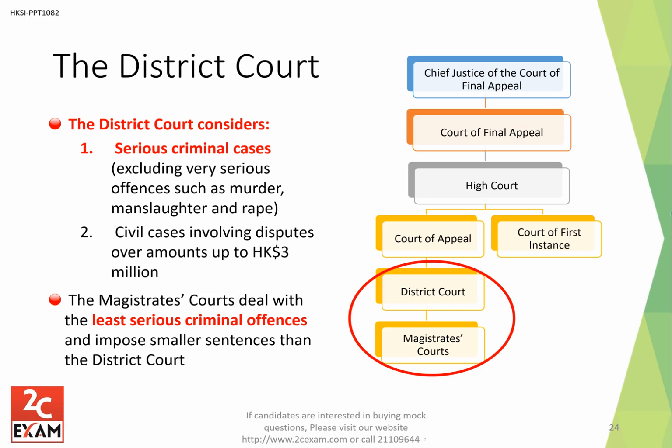The lowest level of court is the Magistrates' Court, which specializes in hearing least serious criminal offenses, and the sentences it imposes are relatively light, mostly fines and conditional discharge. Examples of such offenses include unlicensed street vendors and enticing others to engage in immoral behavior, which are considered relatively minor offenses and can be adjudicated by the Magistrates' Court.